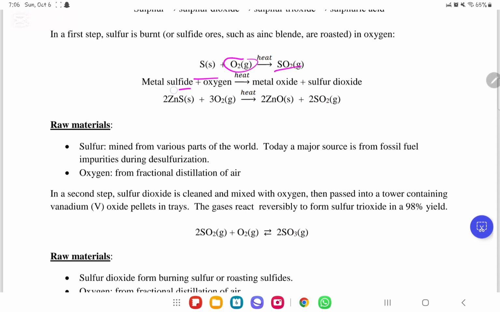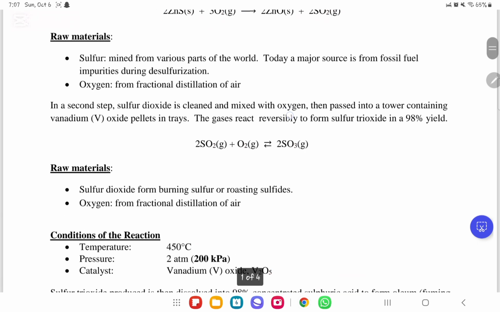Or in other terms, we have metal sulfide plus oxygen produces metal oxide plus sulfur dioxide. A metal can be any type of metal, so that includes zinc because zinc is a metal. It can be zinc, it can be iron, it can be whatever. What matters though is that it is a metal, so it's a metal sulfide. 2 metal sulfide will react with 3 oxygen, 3O2, to produce 2 zinc oxide, so our metal oxide, plus 2 of our sulfur dioxide. So in the first reaction, we changed our sulfur into our sulfur dioxide.